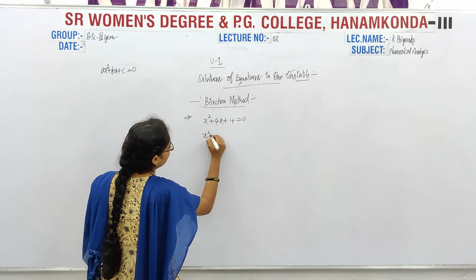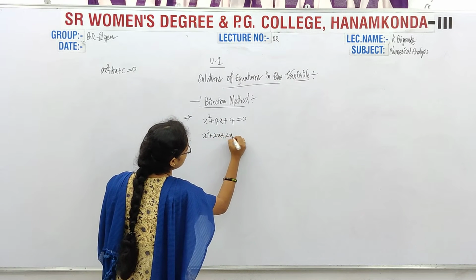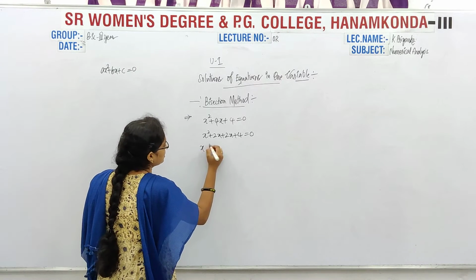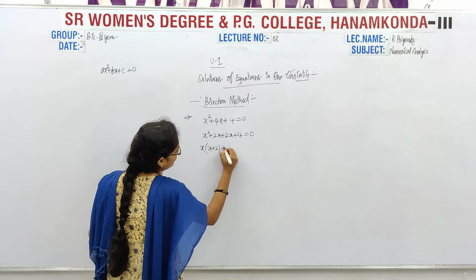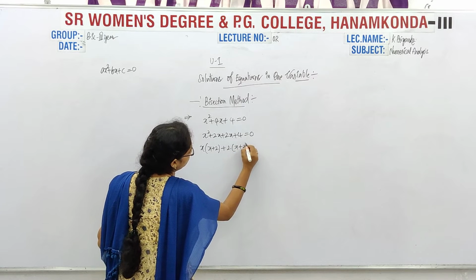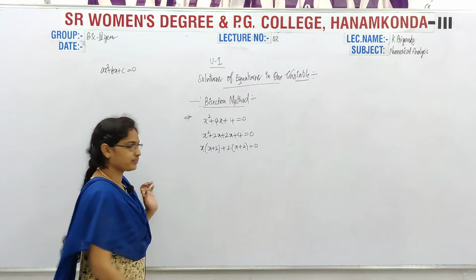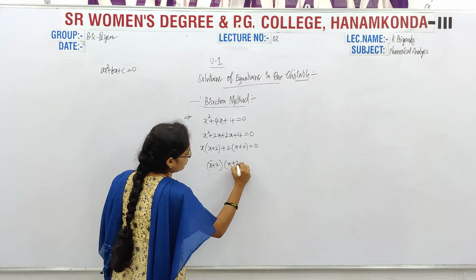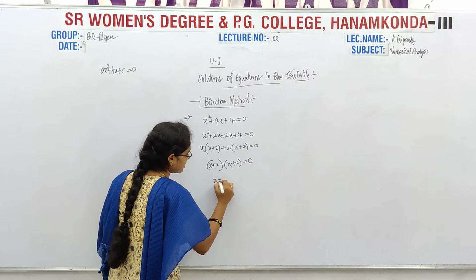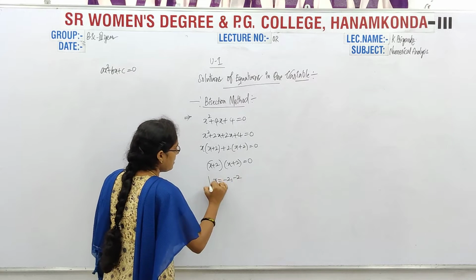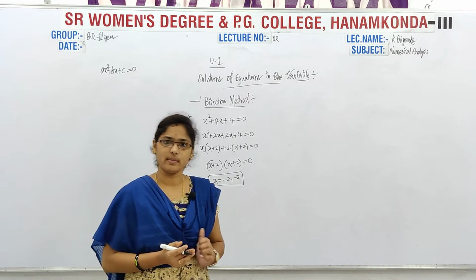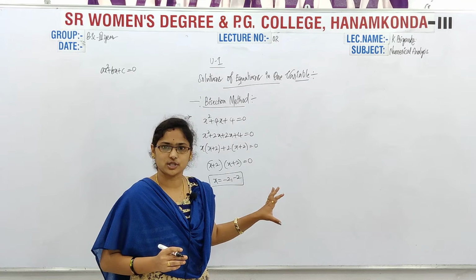So x square plus 2x plus 2x plus 4 equal to 0. Now x of x plus 2 plus 2 of x plus 2 equal to 0. Then x plus 2 is common, so x plus 2 times x plus 2 equals 0. Therefore x is equal to minus 2 comma minus 2. Now what are the values of x here? Minus 2 comma minus 2. I hope you know this procedure, right?